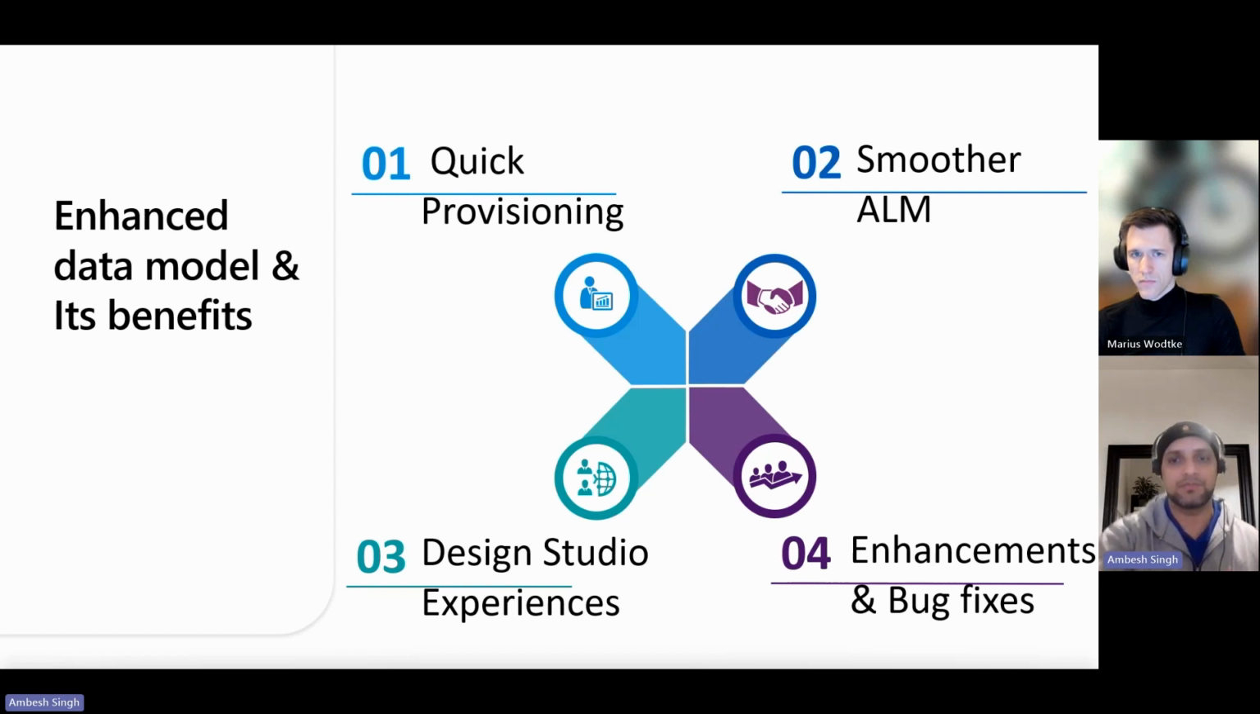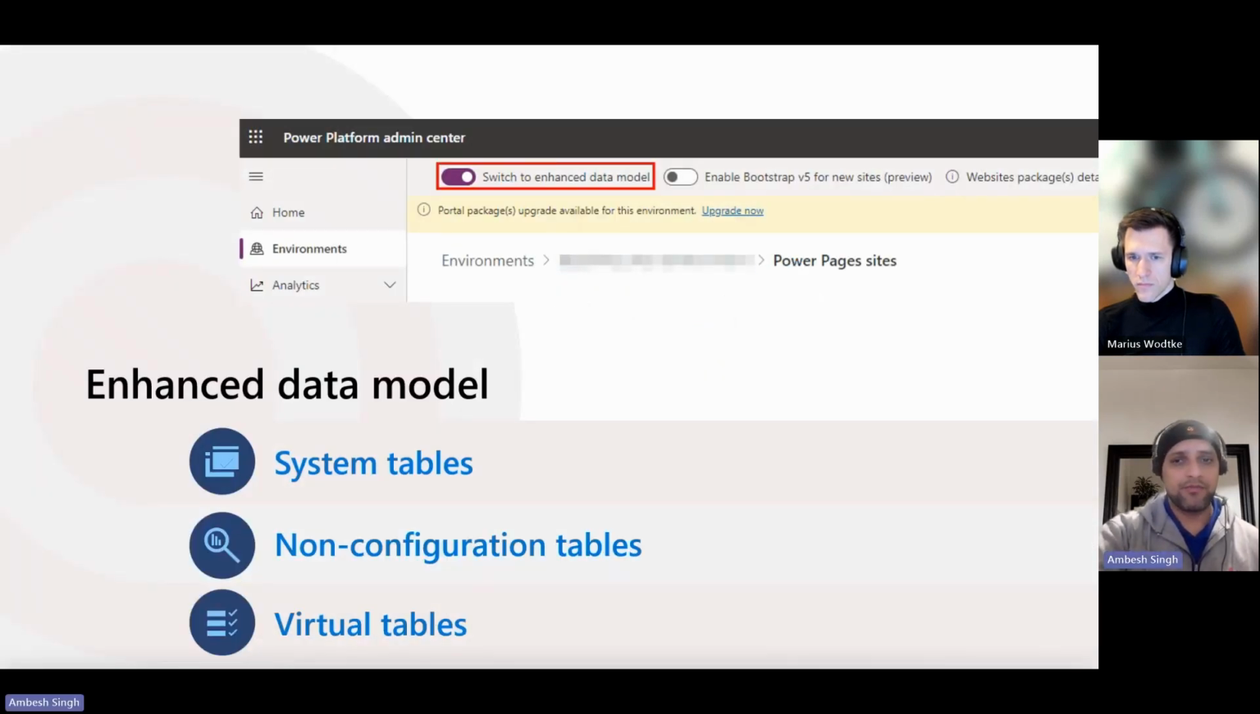We have mainly three kinds of tables in the enhanced data model. First, we have system tables. These tables are the Power Pages specific solution-aware tables that are present in all Dataverse environments. Please note these tables cannot be modified. Examples are the site component and the site languages.